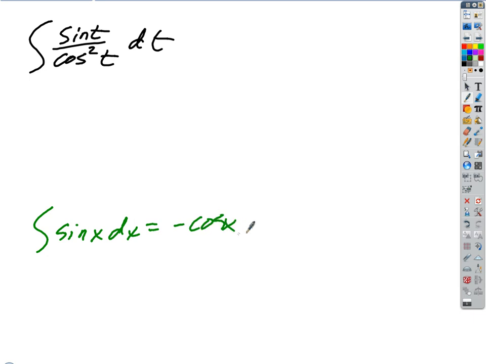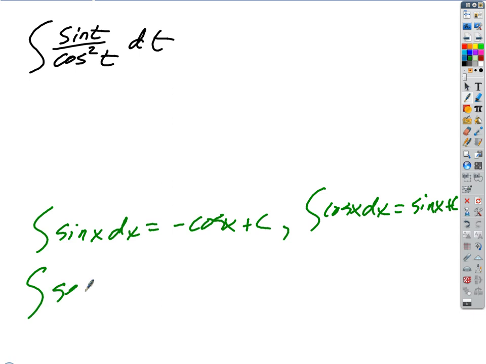Negative cosine x plus c. We've got the antiderivative of cosine x dx equals sine x plus c. Now, we don't have a lot of these that end in tangent and secant, right? But we could differentiate, for example, tangent. The derivative of tangent is what? Okay, so we could undo that by saying the antiderivative of secant squared x dx equals tangent x, right? Plus c.